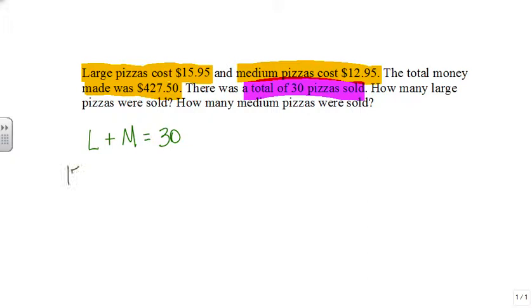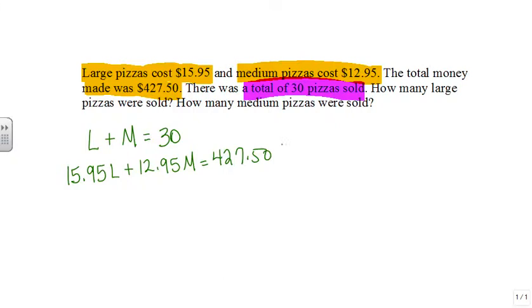Now I'm going to go to the yellow highlighted, and it says large pizzas cost $15.95. So I'm going to put that as 15.95 L plus 12.95 M equals the total amount of 427.50.